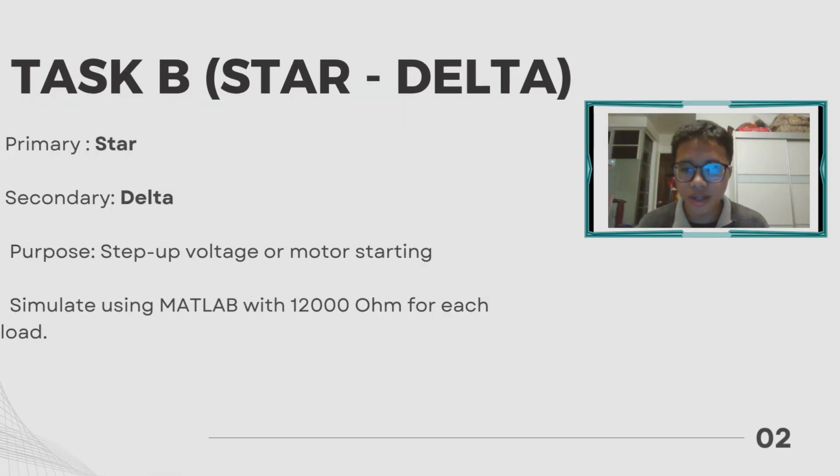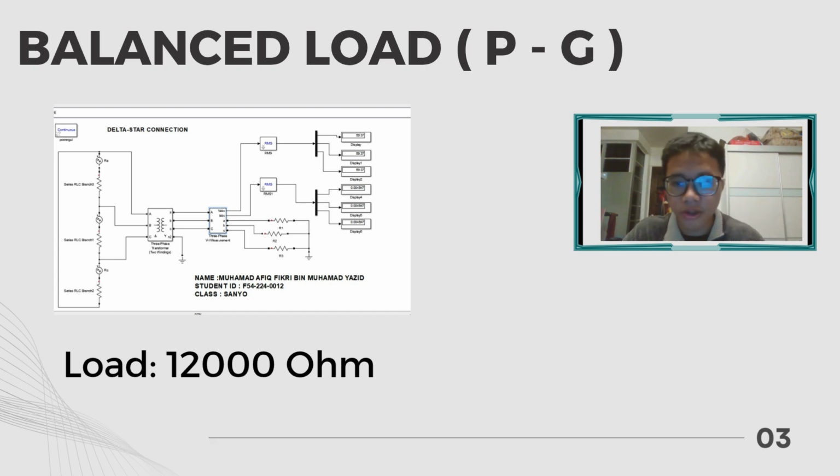In Task B, we examined the star-delta transformer setup. The source was star-connected while the load was in delta. Each phase of the delta-connected load had a resistance of 12,000 ohms. This setup is commonly used in motor starting systems to limit inrush current and protect components. After completing the setup for the star-delta connection in Task B, we ran the simulation to observe how voltage and current behave under a balanced load condition.